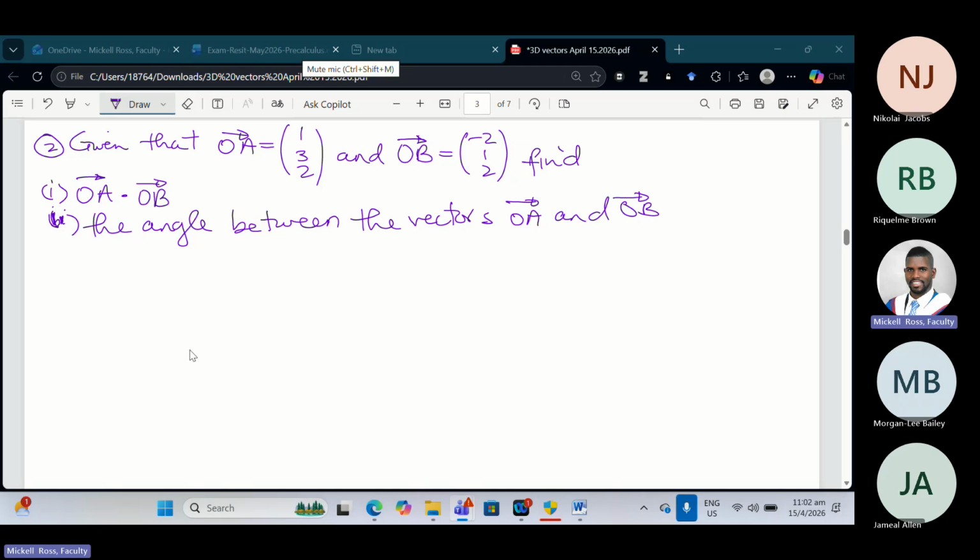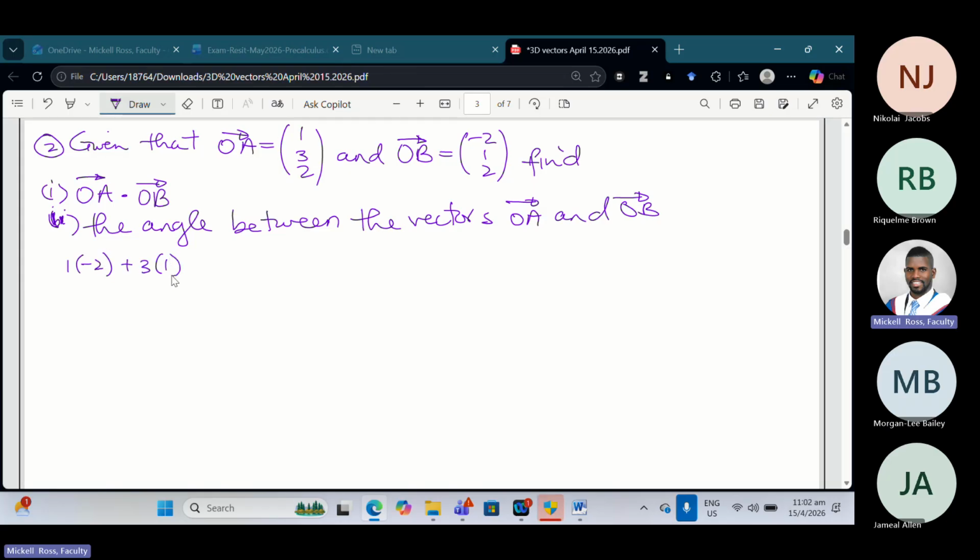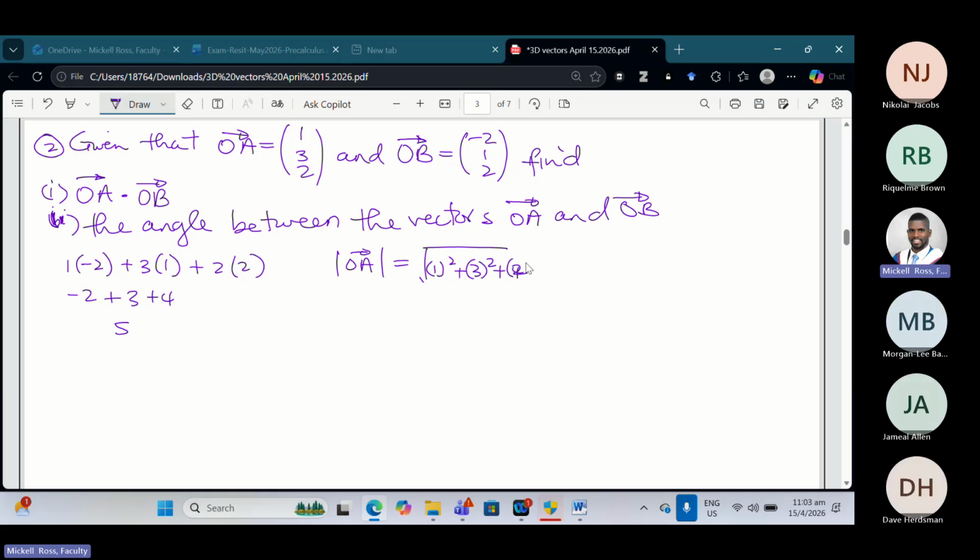All right, let us see where we're at. So we're going to get 1 times -2 plus 3 times 1 plus 2 times 2. So -2 plus 3 plus 4, we're going to end up with 5. Then we find the magnitude. The magnitude of OA is equal to 1 squared plus 3 squared plus 2 squared. So this is 1 plus 9 plus 4, which is going to be the root of 14.